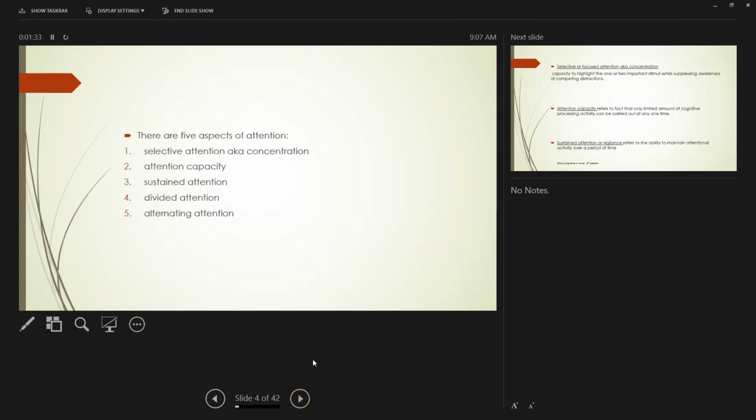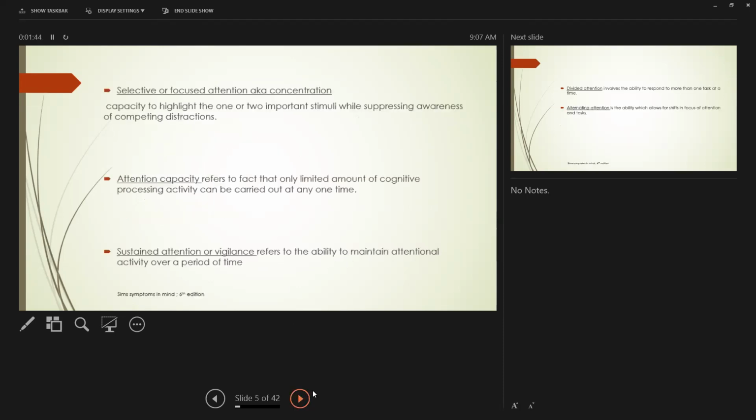There are 5 aspects of attention. There is selective attention, that is concentration, attention capacity, sustained attention, divided attention, and alternating attention. Selective focus attention, also known as concentration, is the capacity to highlight the one or two important stimuli while suppressing awareness of the competing distractions. Attention capacity refers to the fact that only a limited amount of cognitive processing activity can be carried out at one point of time. Sustained attention or vigilance refers to the ability to maintain attention activity over a period of time.